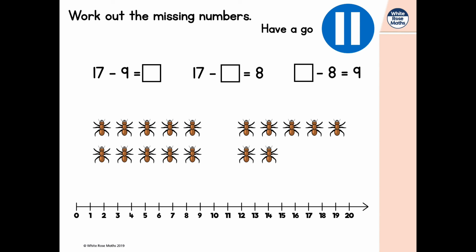Okay, let's take a look. What did you get? How did you figure it out? The answers are 17 subtract 9 equals 8. And 17 take away 9 equals 8. And 17 take away 8 equals 9. Is that what you got? Were you able to show your work, both with pictures and on a number line? I hope so. It's really helpful when you show your work.